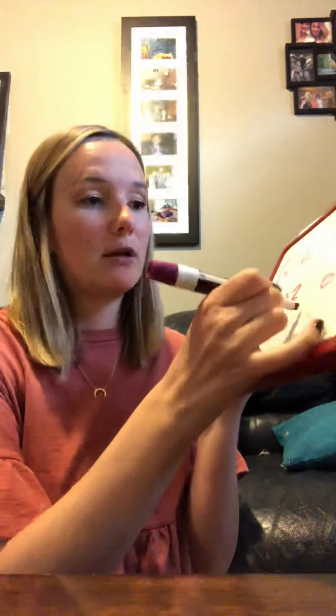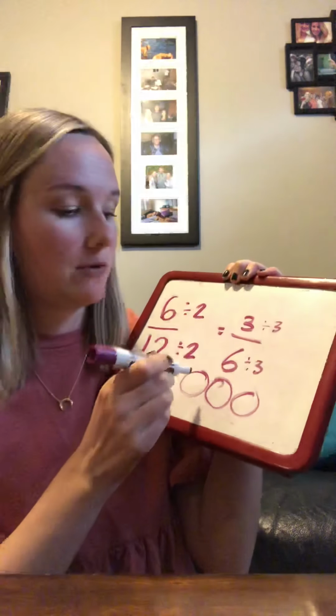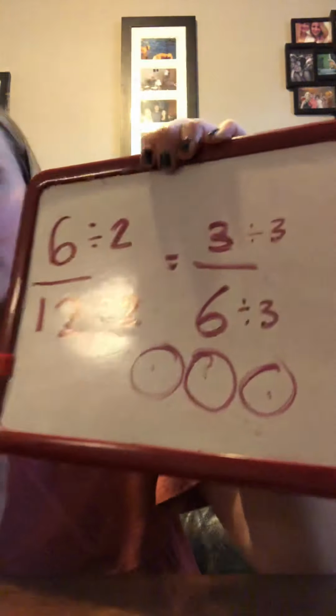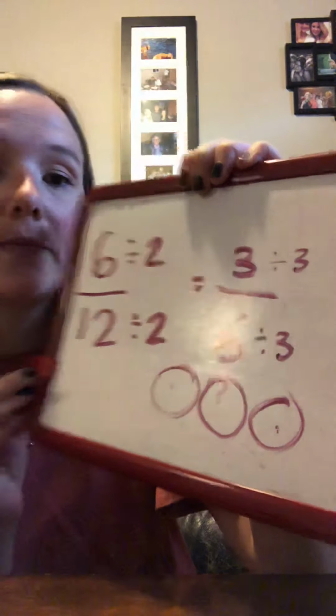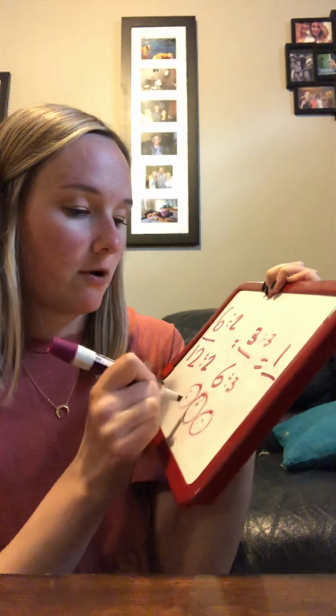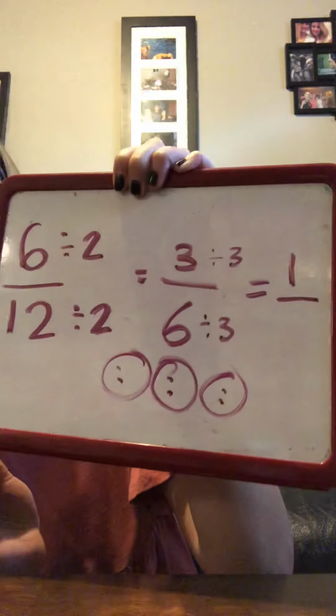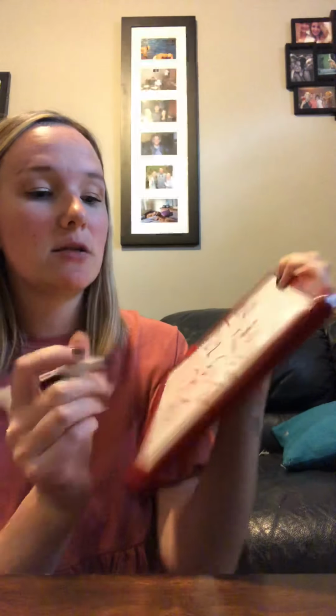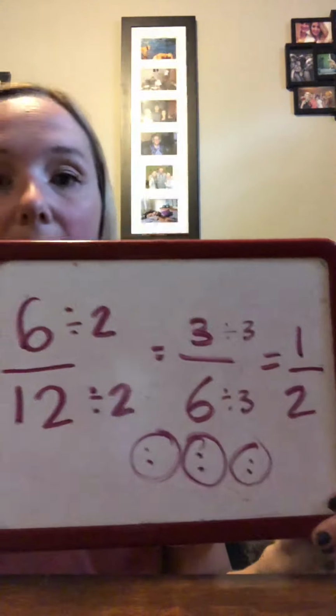So if I did 3 divided by 3, I would have 3 circles, and I would get rid of the 3. So 1, 2, 3. I can see that there's 1 circle in each of them, and I know that 3 divided by 3 is 1. If I'm doing 6 divided by 3, I've got to get rid of 6. So 1, 2, 3, 4, 5, 6. I can see that there's 2 in each circle, so my denominator is 2, so it's 1/2.